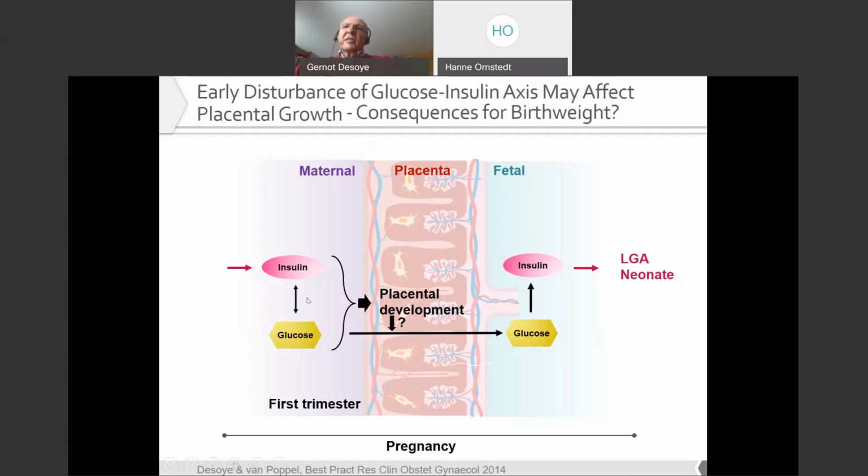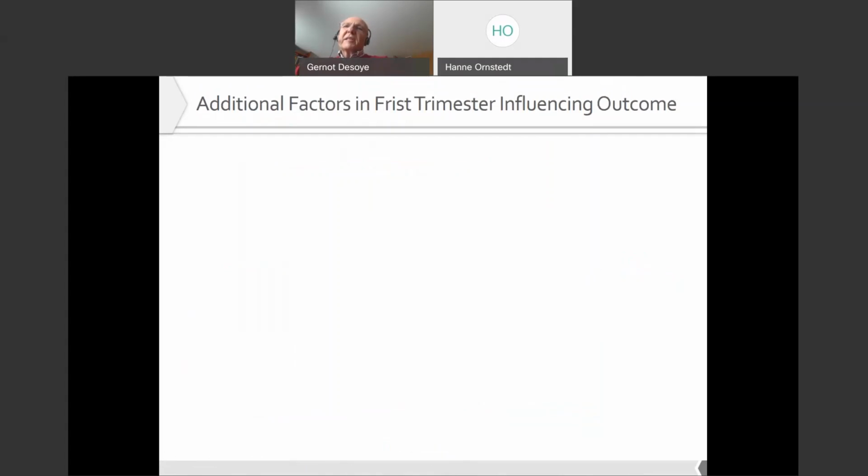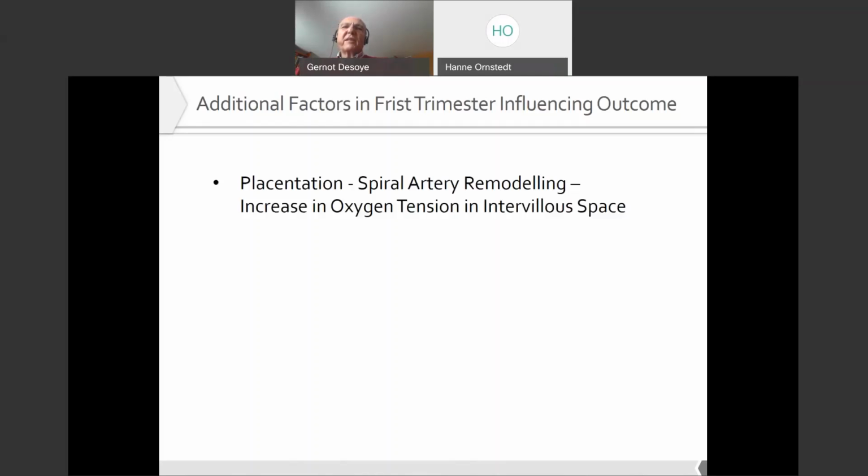So in this concept, we have put emphasis on insulin, but of course there is a strong interaction between insulin and glucose. Now, this is of course much too simplistic a view, and there are certainly additional factors in the first trimester operating to influence the outcome of the pregnancy. One of the many unknowns that we have here is how does placentation occur?